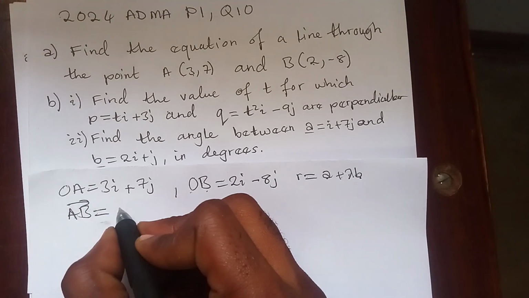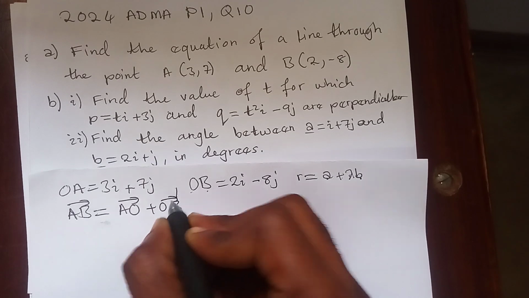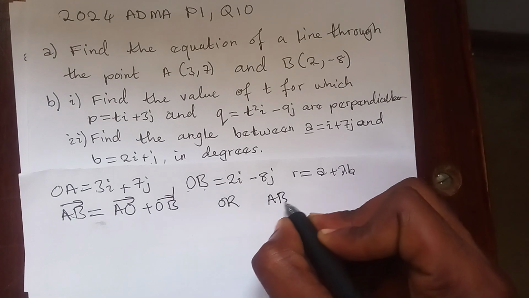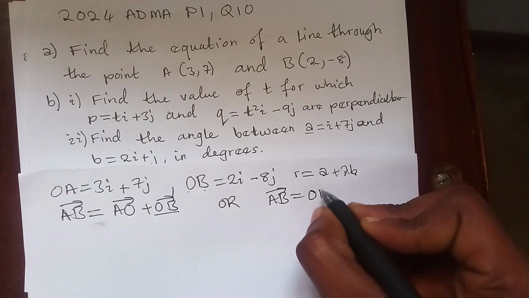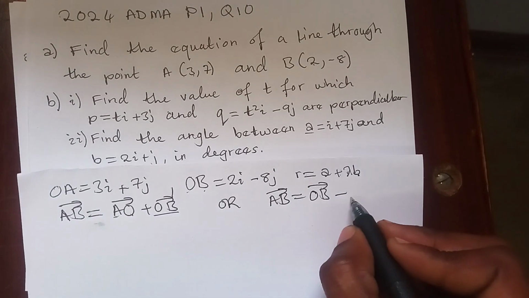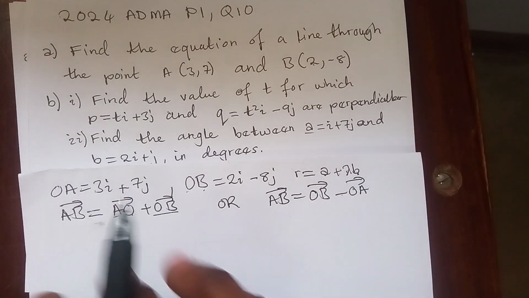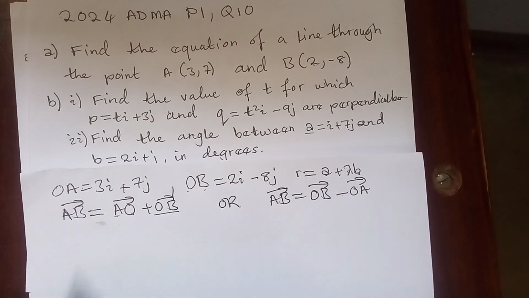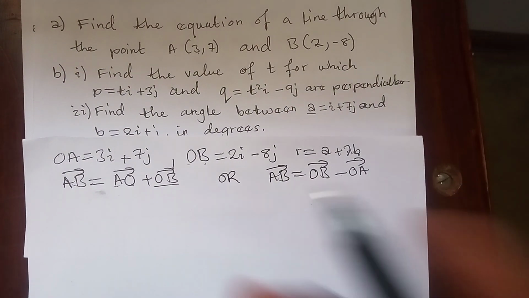Your AB is given by AO plus OB, or depending on what you were taught, you can start with this OB and then swap this. The moment you swap this, the sign will change because you have changed the direction. So whether you use this or you use this, your answer will still be the same. I'll use this one because this is what we normally use.